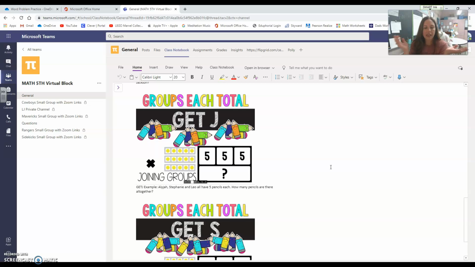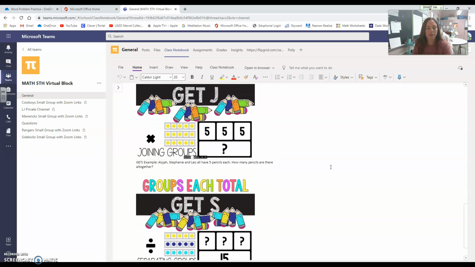Elijah, Stephanie, and Leo all have 5 pencils each. How many pencils are there all together? So we're looking for a total. We multiply our groups. There were 3 people, so that would be 3 groups. And how many are in each group? We said they each have 5 pencils. So we would multiply 3 times 5 to find out how many pencils there are all together.